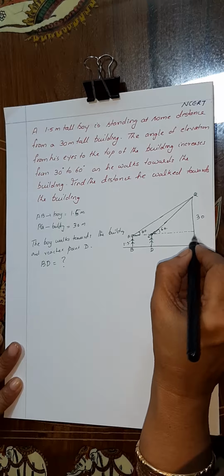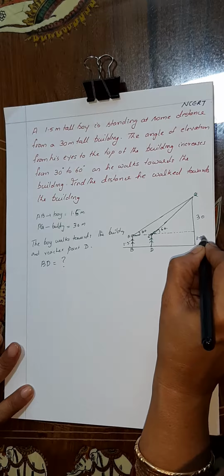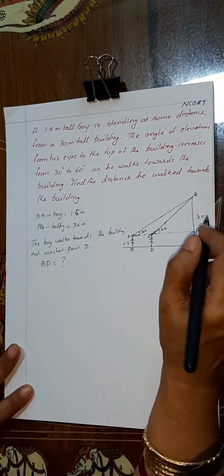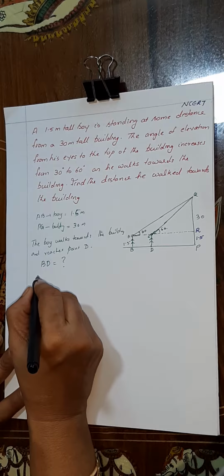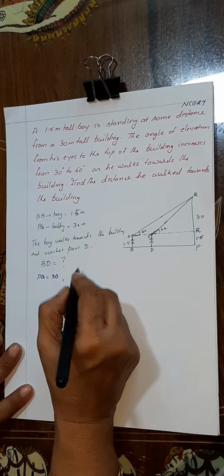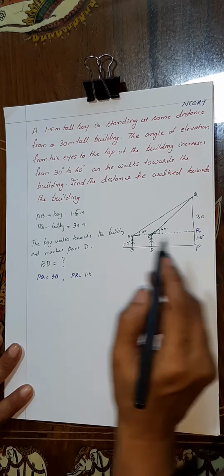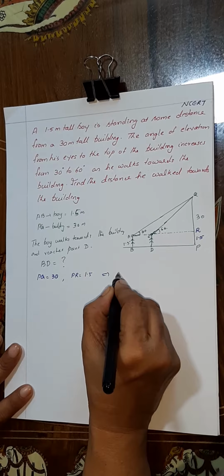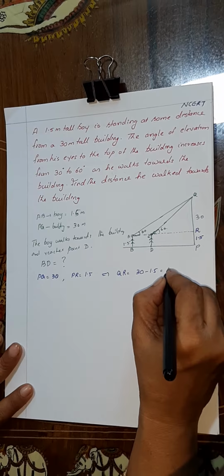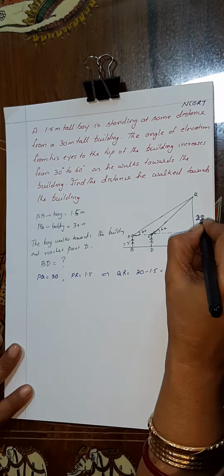So let us take this is 1.5. So if P, Q and let this point be R. So PR will be, PQ is equal to 30. PR is equal to 1.5, that is the height of the boy. So therefore QR is equal to 30 minus 1.5, it is 28.5. So this is 28.5.